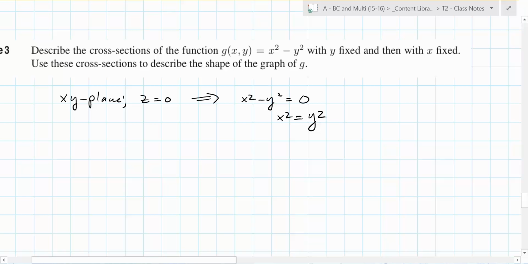The absolute value of x is equal to the absolute value of y. So let's put a pin in this one right here. Let's just keep this right here. And then look at the other two planes.